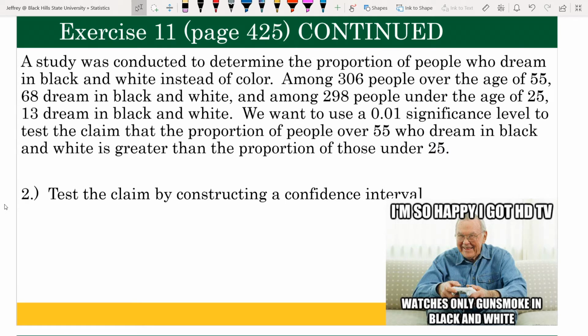So in this example, this is kind of a poorly worded example. And the reason I say it's poorly worded is because it's saying we want to test the claim by using a confidence interval. What it's really trying to say is using the same data, we want to try and see if we get similar results with a confidence interval. And I have to emphasize that this may be a little bit misleading, that it says that this is a 0.01 significance level.